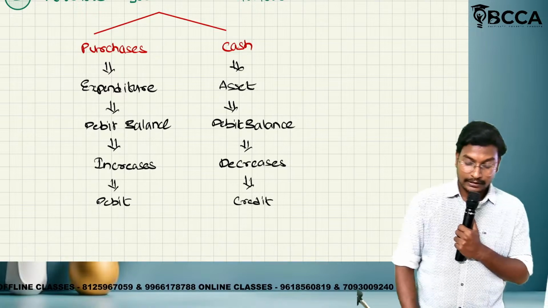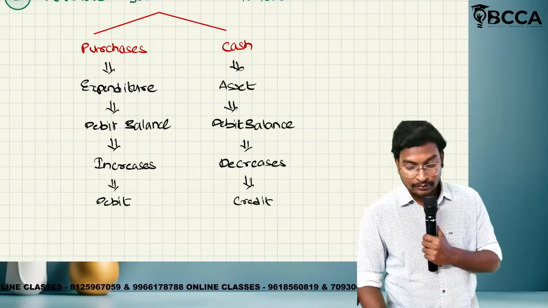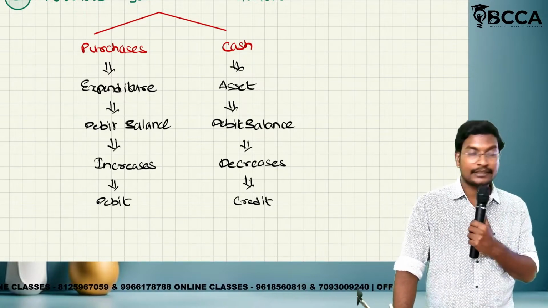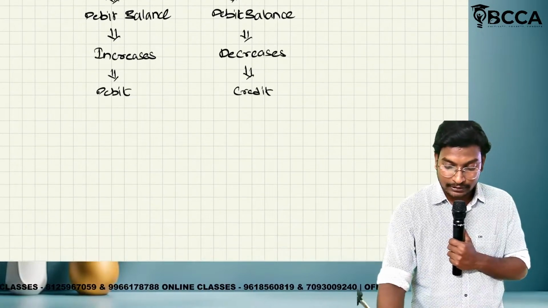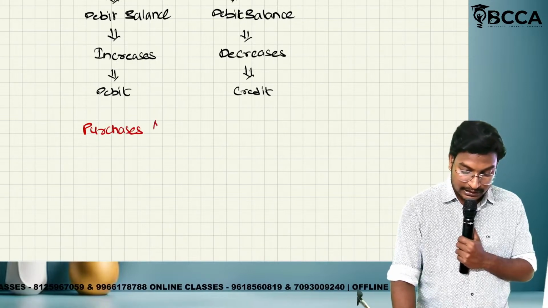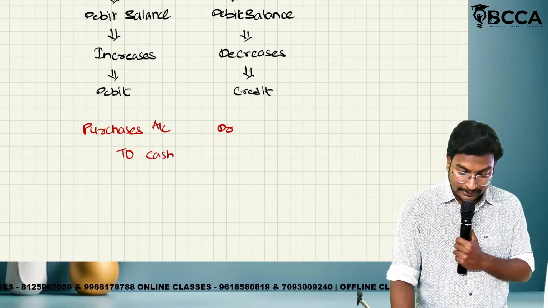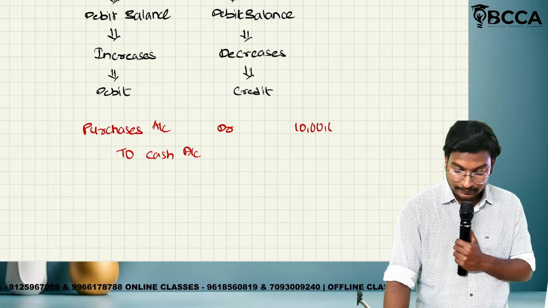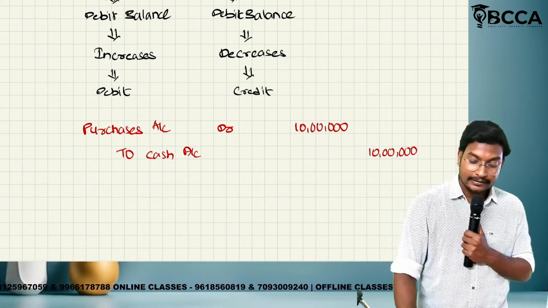We should do what? Credit. So what is the journal entry we will get? Purchases should be debited. Cash should be credited. First we need to write the debit account name, next we have to write the credit account name. So what is the entry? Purchases account debit to cash account. How much amount? 10 lakhs and 10 lakhs.